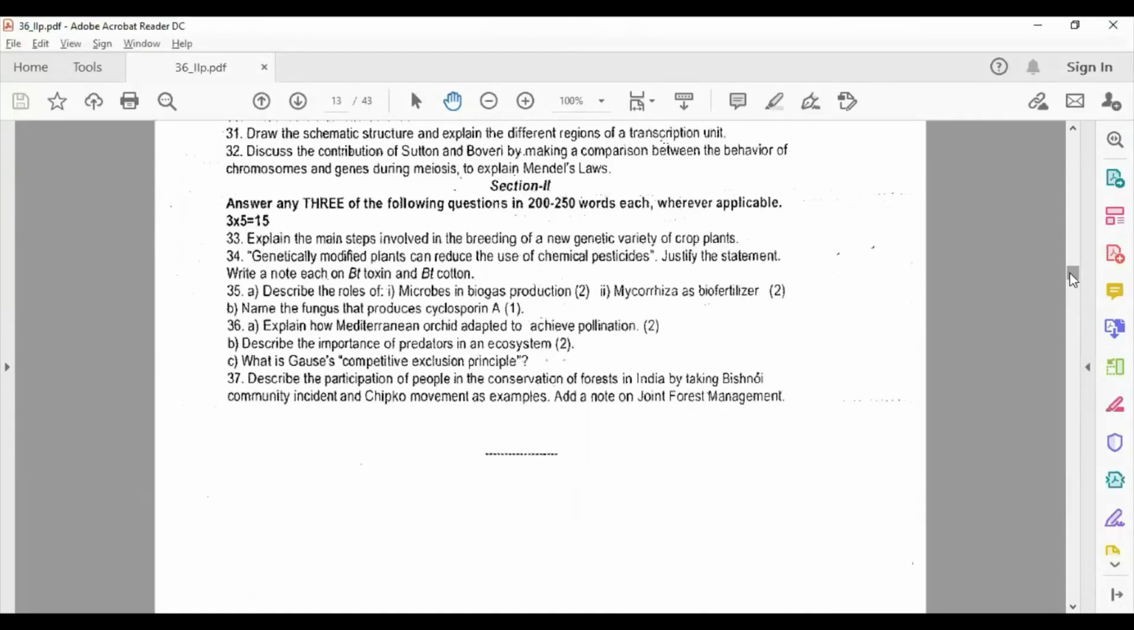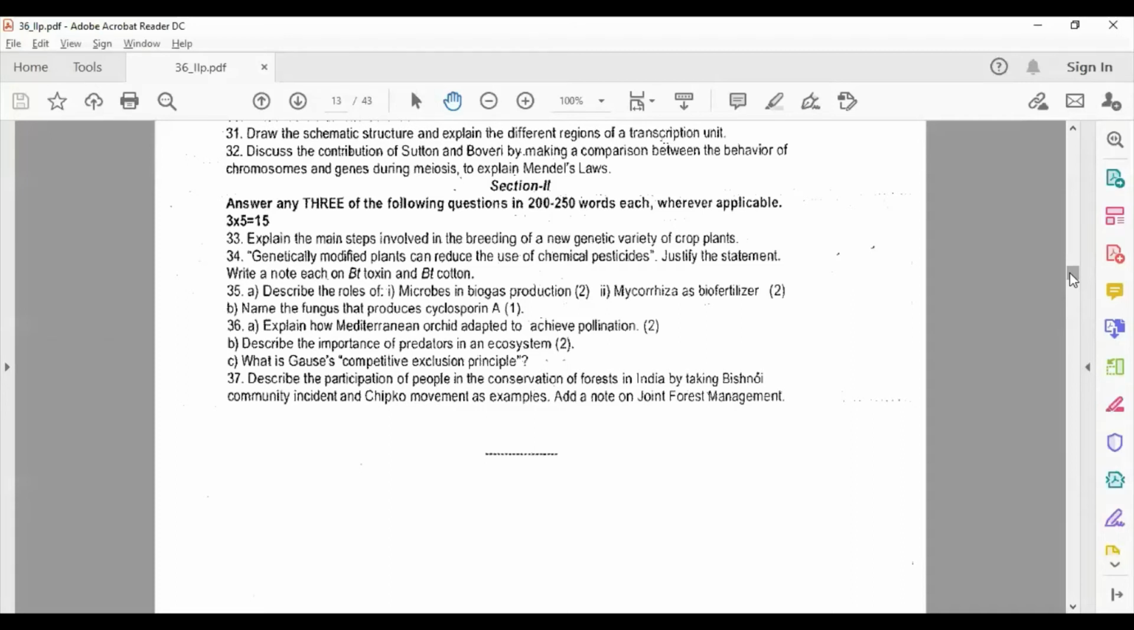Here again you have 5 questions, out of which 3 have to be answered. Going to the first question: explain the main steps involved in the breeding of a new genetic variant of a crop plant. This goes to the crop plants chapter, that is the 9th chapter. Genetically modified plants can reduce the use of chemical pesticides, justify. This goes to the biotechnology chapter.